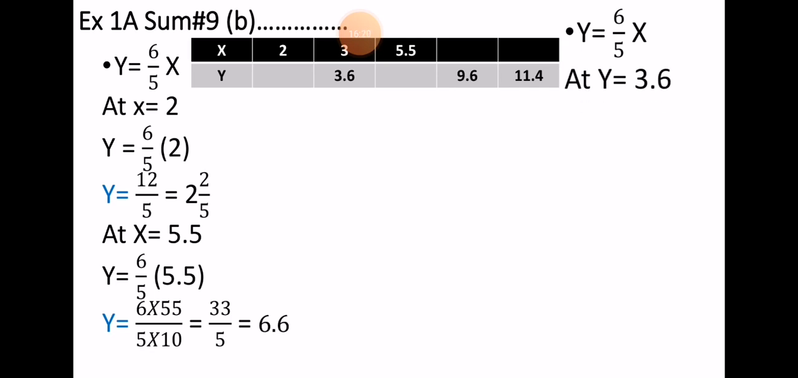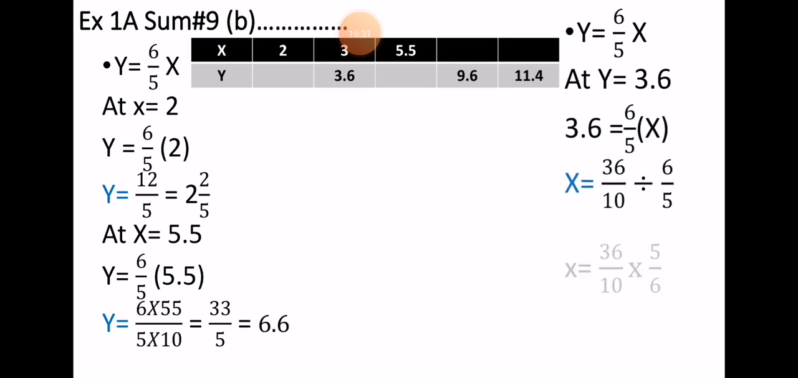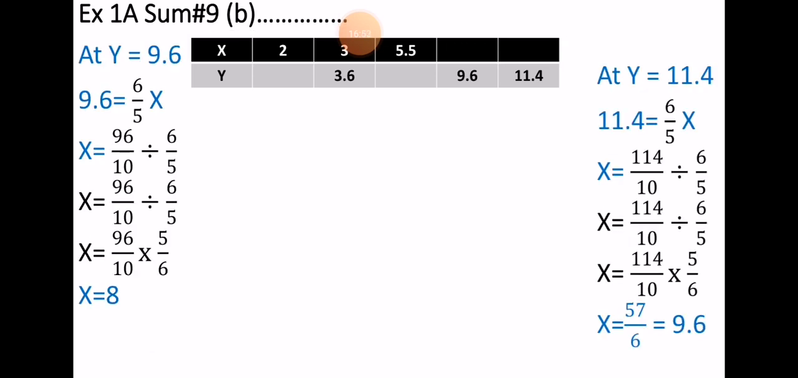So for the values of x at the given values of y, y is equal to 6 over 5x, at y is equal to 3.6, we know that x is equal to 3. It is also already given. I have calculated it again by mistake, because at y is equal to 3.6 there was no need for calculation, because the value of x is already given at that point.